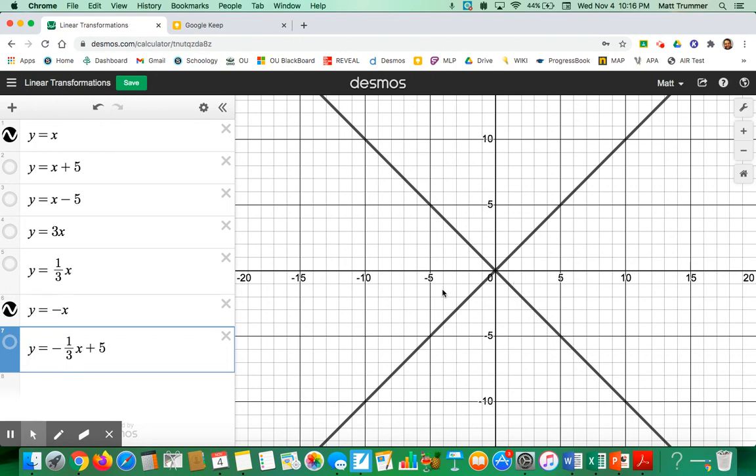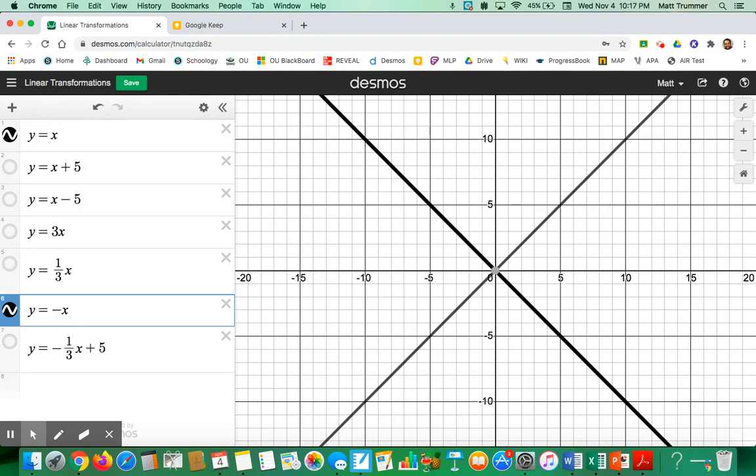We call this a reflection. You see how it's symmetrical right down the center here? That's because we reflected it over the y-axis. So when we have a negative of any kind, you are going to have what we call a reflection.